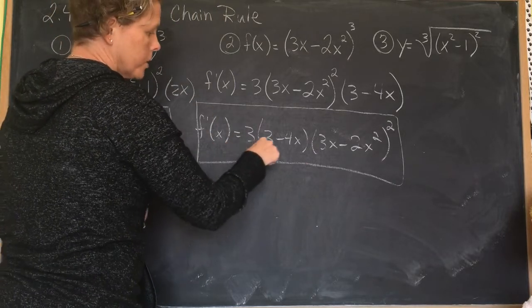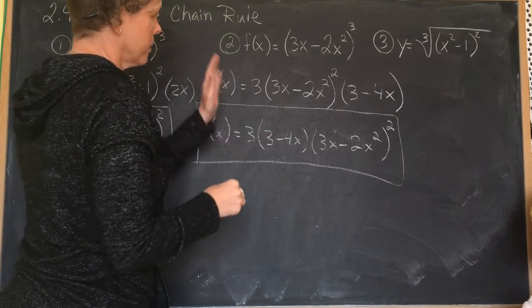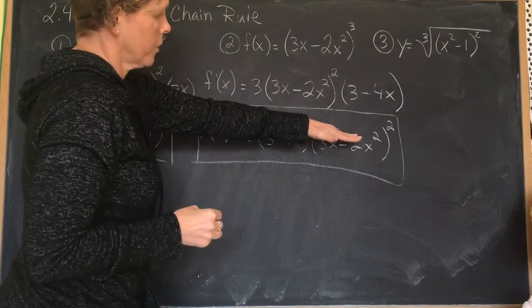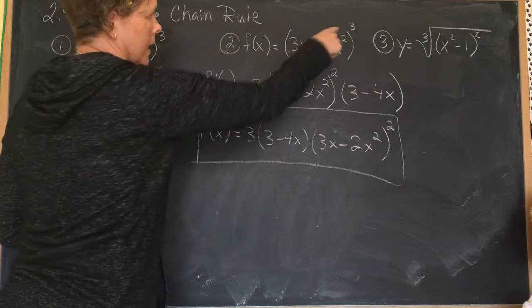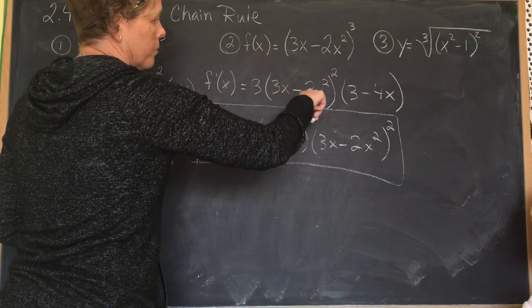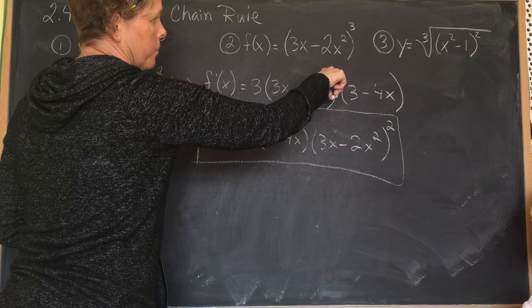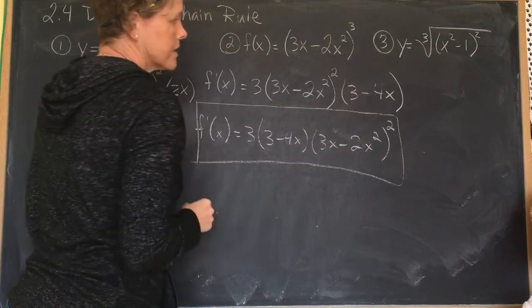You could distribute that 3 in, although it's unnecessary. So either the top answer here, or if you rewrote it in a different order, that's fine too. So again, I powered that down, rewrote it exactly the same, just lowered it by 1, and then took the derivative of the inside. All right, so 3.